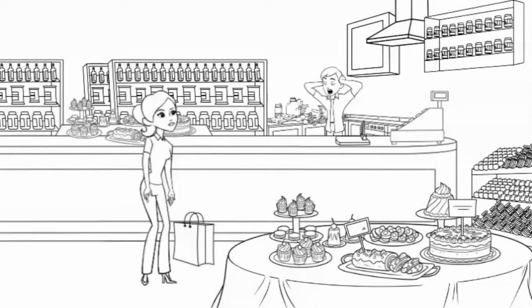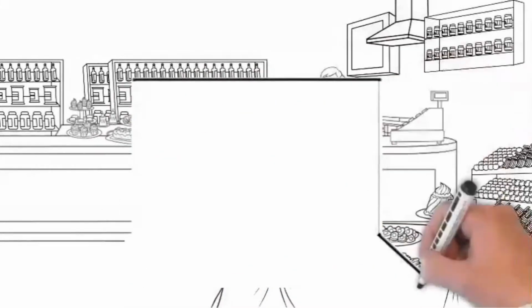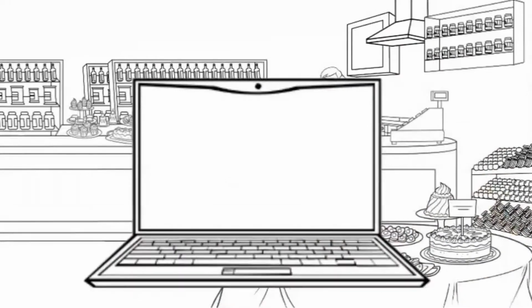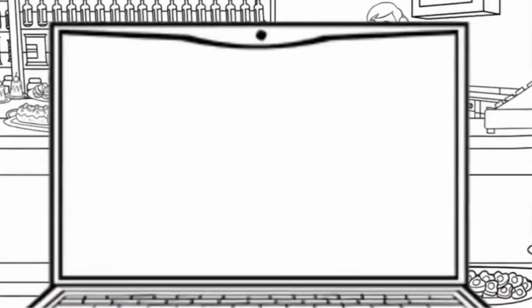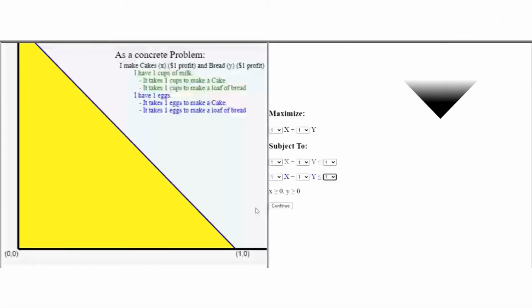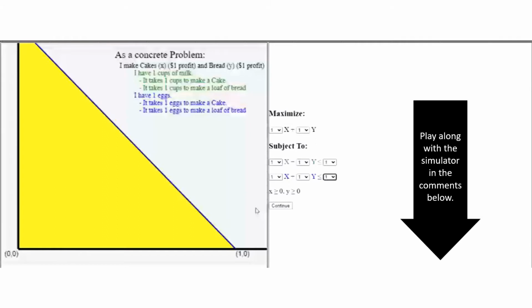Really? I did not expect you to say that. You will have to show me how you make a half a cake. But for now, that simplifies the math. Non-integer linear programming problems can be solved in polynomial time. You can use my Simplex simulator. The link for the simulator is in the comments below.